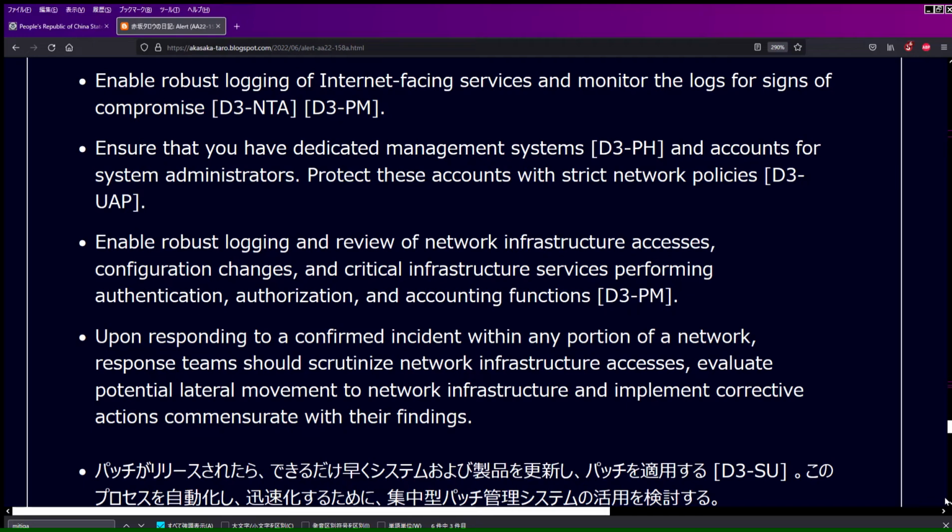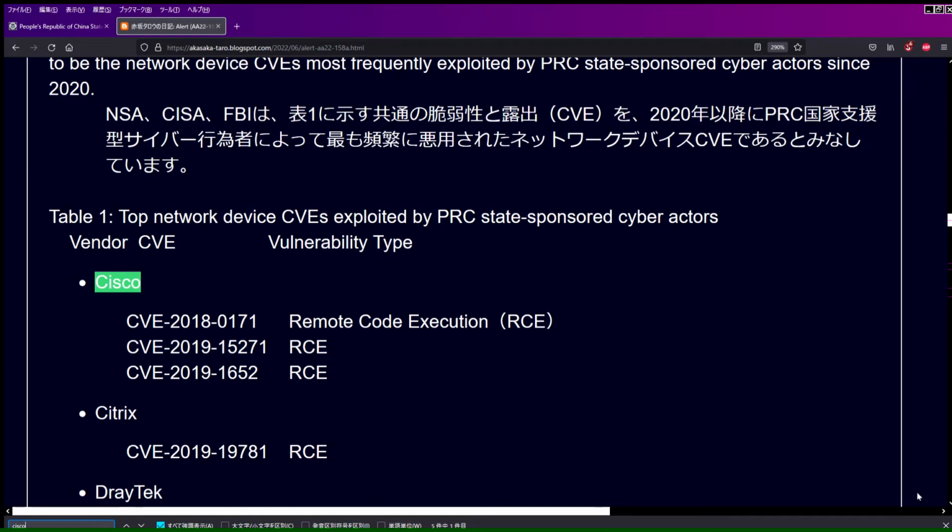and accounting functions. D3PM. When responding to an incident identified on a portion of the network, the response team should scrutinize access to the network infrastructure, assess potential lateral movement to the network infrastructure, and implement corrective actions commensurate with the findings.